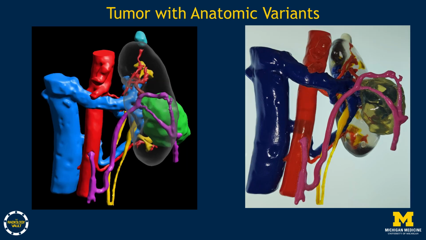In the patient here, there's multiple anatomic variants present, including 2 left renal veins, at least 2 left renal arteries, and the tumor, which is depicted in green on the left side and sort of a transparent yellow on the right.